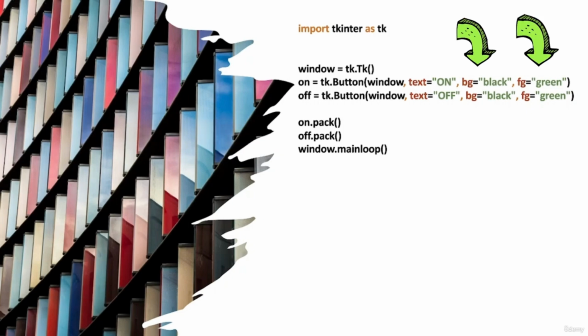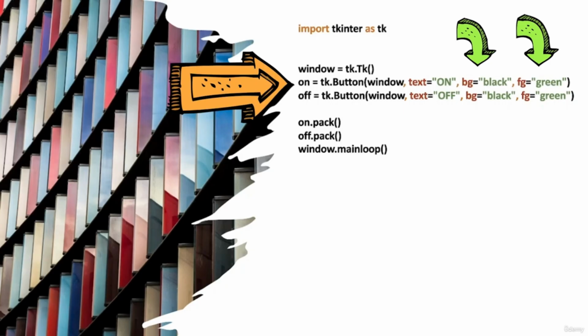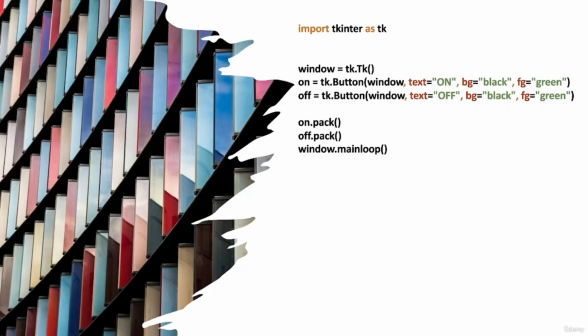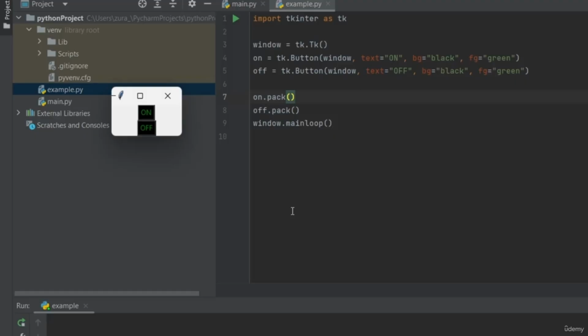Both bg and fg arguments accept English language. Therefore, we can assign any color name that comes to our mind. So both our buttons will be of a black color, as we have assigned a color of black to the bg argument when creating both buttons. And the text will be in green color, as we have a keyword argument of fg, assignment operator, green, when we have created both On and Off buttons. So when we run our code, we will have a window with two buttons, On and Off, displayed on our screen in a black color and the text displayed in a green color.